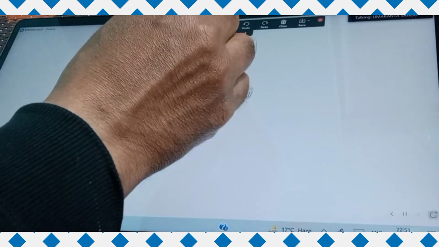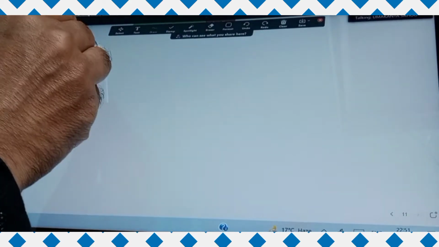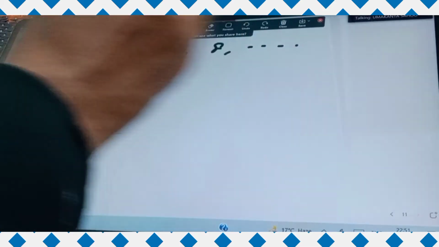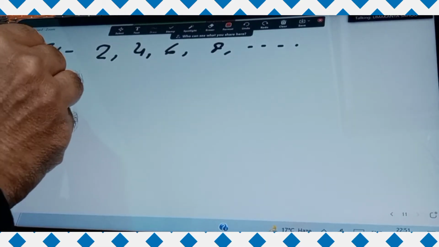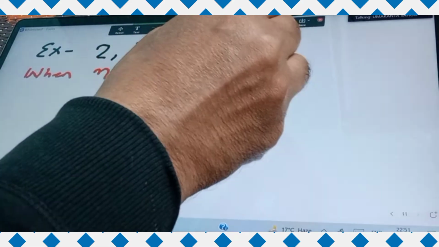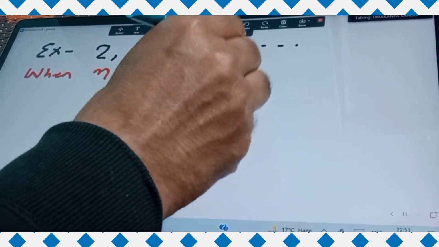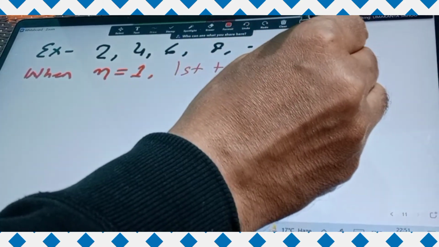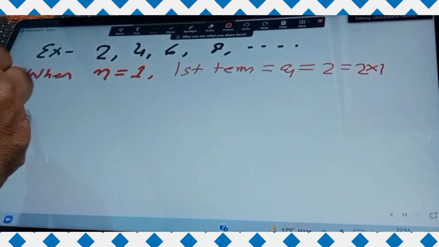Similarly, I can tell you another example: the set of even natural numbers, suppose 2, 4, 6, 8, in a similar manner. When n is equal to 1, you shall get the first term. What is the first term? The first term is a1, which is 2. You can also write 2 as 2 into 1. Yes or no? Yes.